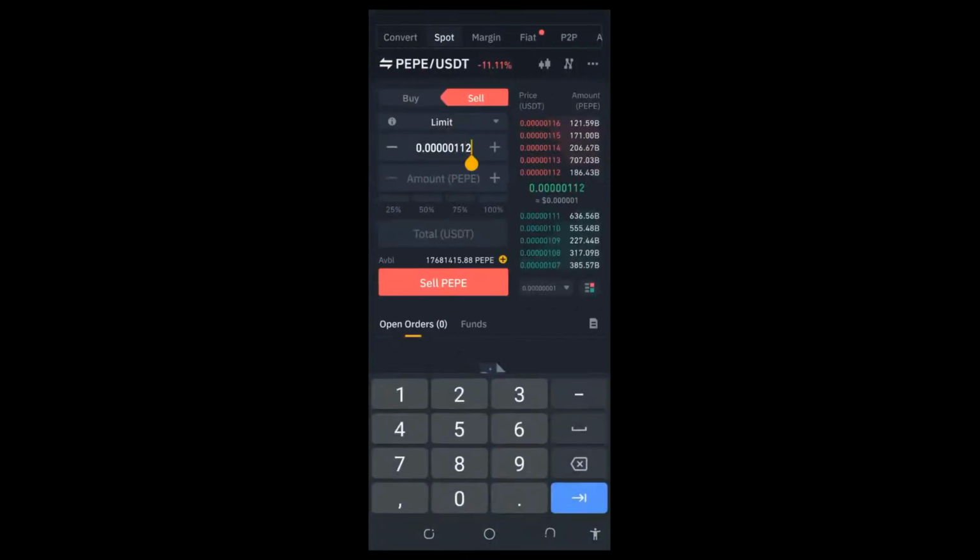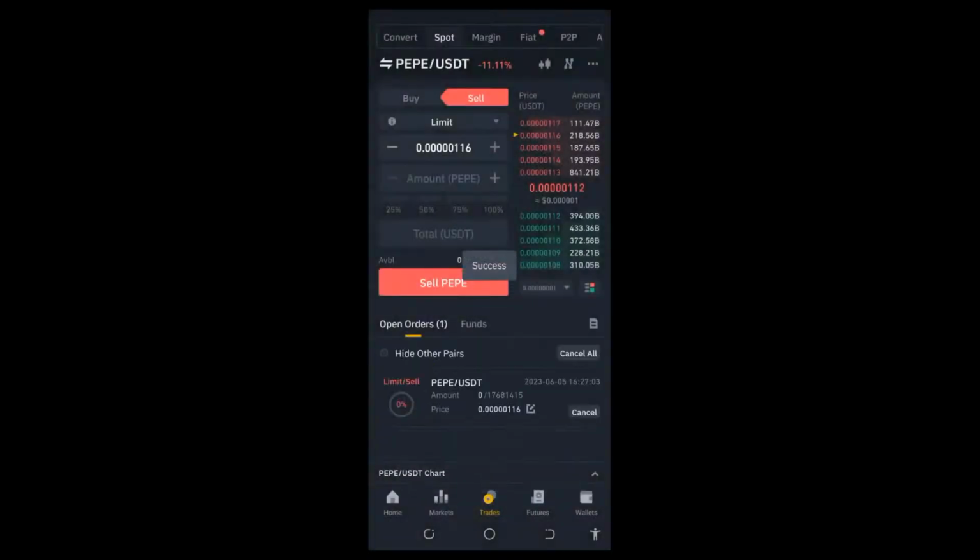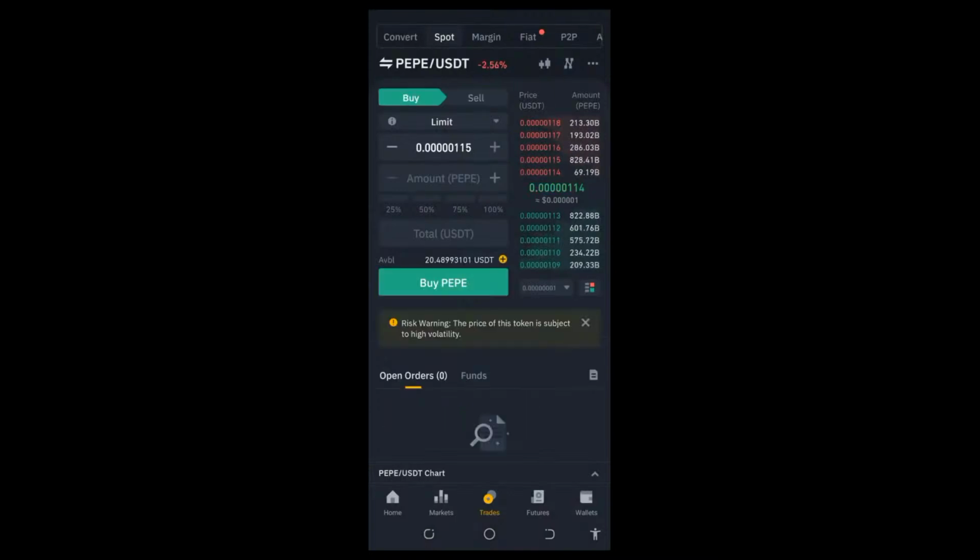Let's leave it as 116 for now. This looks a bit funny, but I'm just going to go with it. Let's take our screenshots and then we'll sell. Okay, currently it's in the queue. I'll be back to give you the results shortly. All right, I'm back. And guess what? Pepe USDT has already sold.